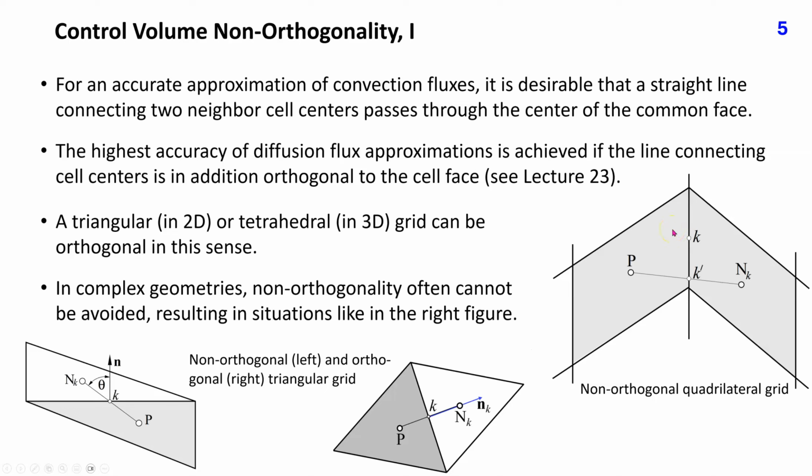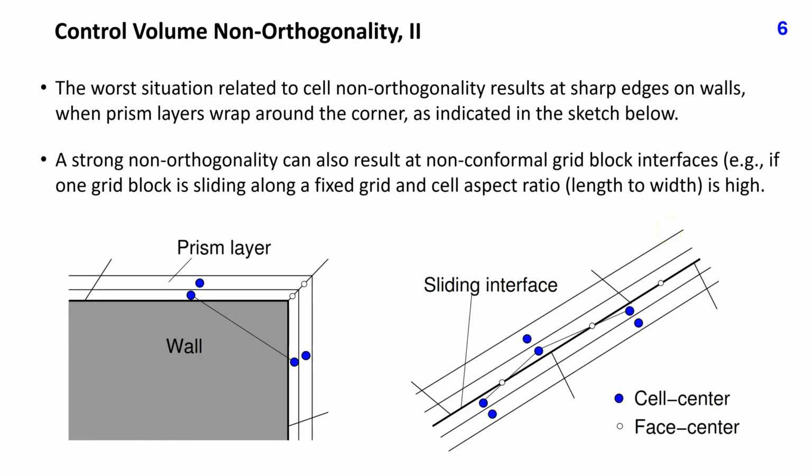This is usually the case near sharp corners when boundary-fitted structured grids are used. In unstructured grids, prism layers along walls are affected by this issue. This will be shown in the next slide. The worst situation related to cell non-orthogonality results at sharp edges on walls when prism layers wrap around the corner, as indicated by this sketch. These two cells have a common face, but cell centers are too far away from the face center, and the line connecting cell centers does not even pass through the face.